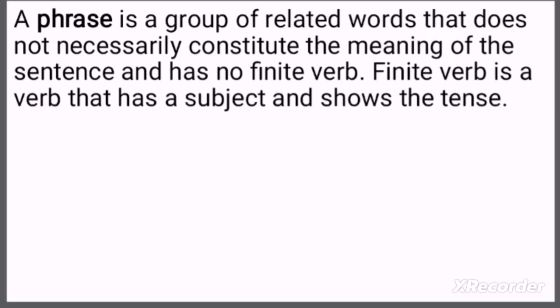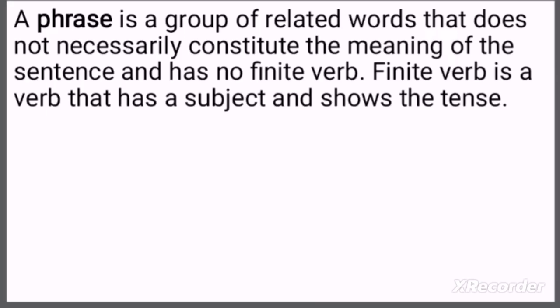A finite verb is a verb that has a subject and shows the tense. When you say it has a subject, it means before that verb it is preceded by a noun or a pronoun, and that verb shows the tense, either present, past, or future. Especially we'll talk about present and past. We call that a finite verb: a verb that shows a tense and has a subject.